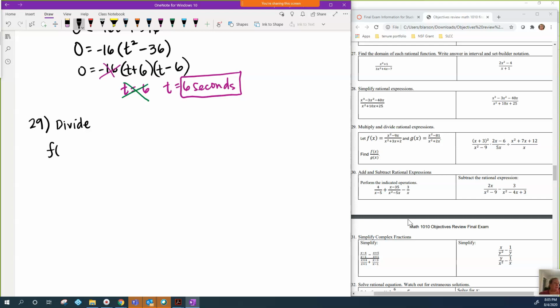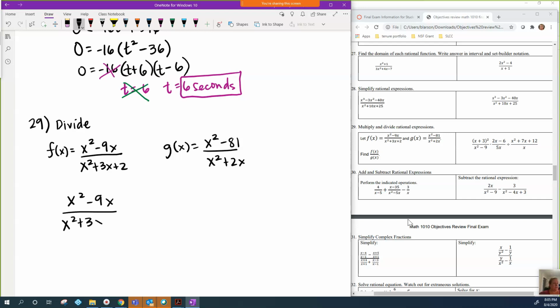So if I'm given that f of x is x squared minus 9x over x squared plus 3x plus 2, and I'm given g of x is x squared minus 81 over x squared plus 2x, right? And I want to divide these, right? Then I'm going to write it down this way. So I'm going to just do this little division here, right? f of x divided by my g of x, right? Because it would say divide, like f of x divided by g of x, right? So I know it's going to be this way, and that tells us the way that we need to divide those.